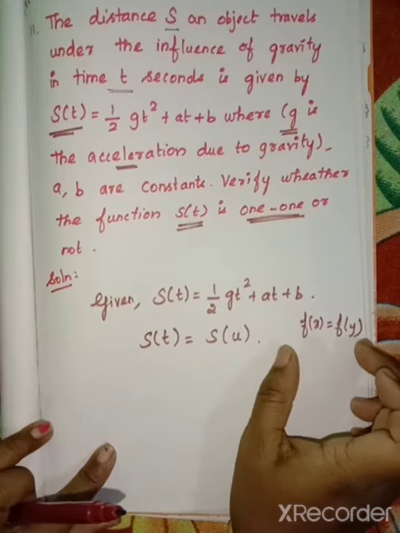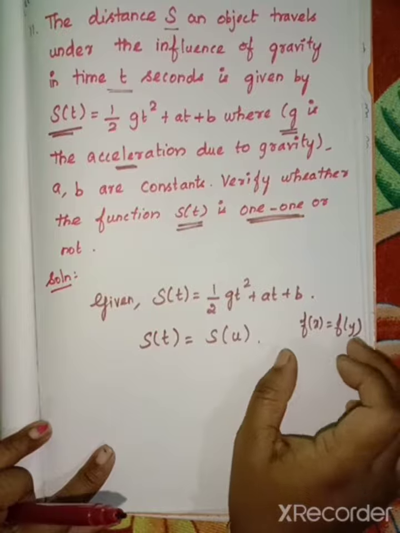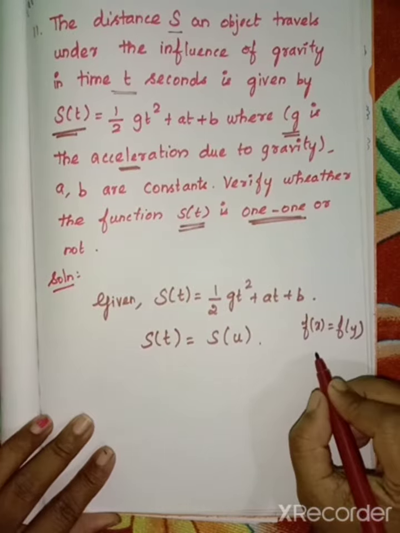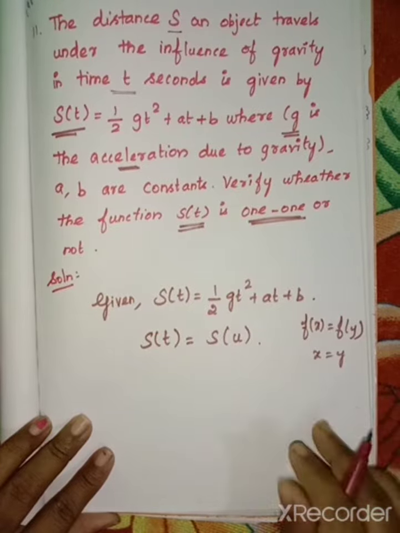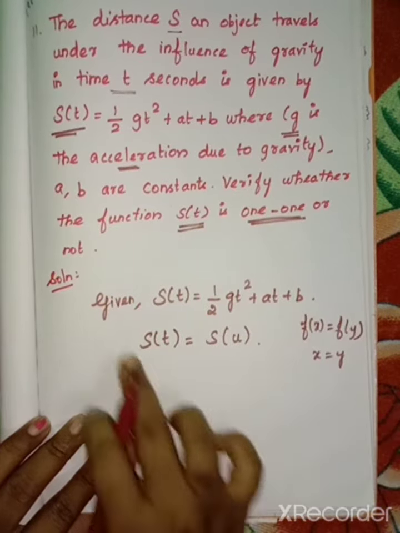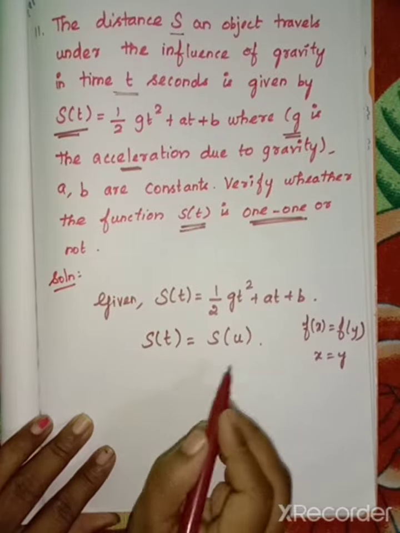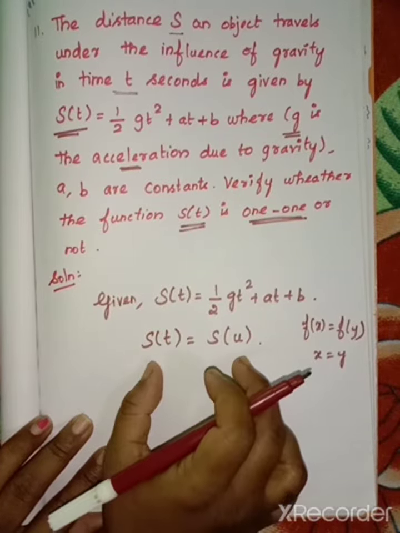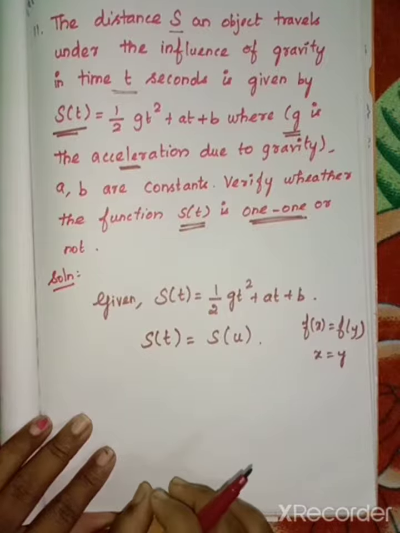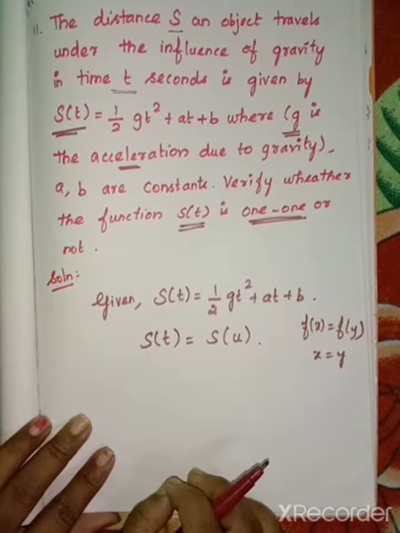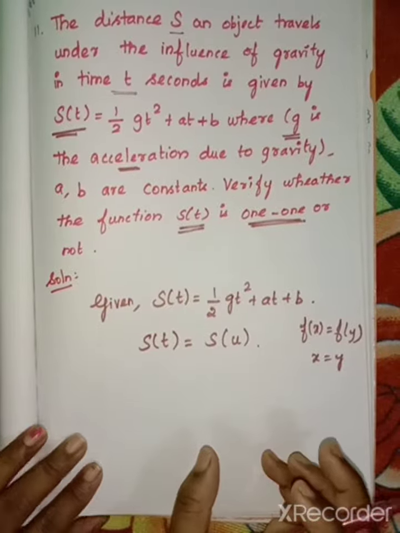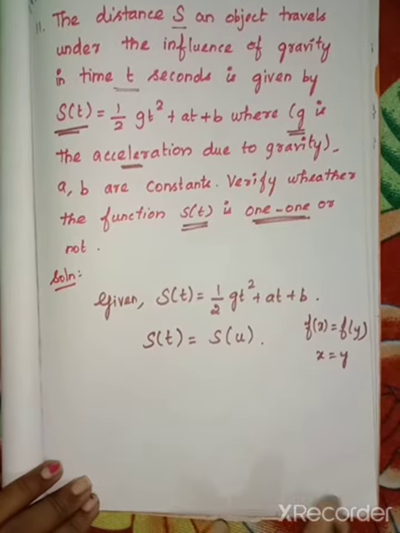Here we take f of x equal to f of y. That condition we want to assume, and we want to solve to get x equal to y. Likewise, for this question, we have assumed that S of t equal to S of u. If we assume this, we want to get t equal to u. If we get that, it is 1 to 1, otherwise it is not a 1 to 1 function.